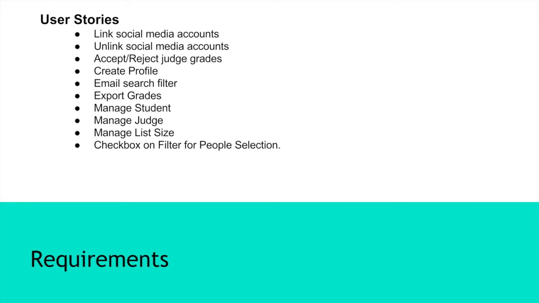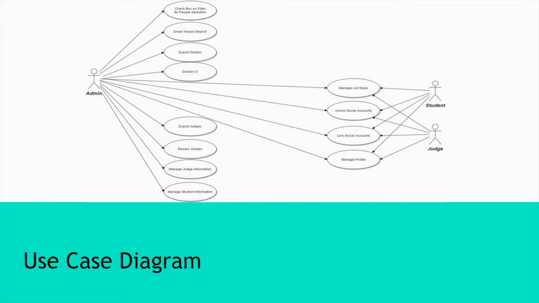So our user stories were link social media account, unlink social media account, accept or reject judges' grades, create a profile, email search filters, export grades, manage students, manage judges, manage the list size, and checkbox on the filter for people selection. So this is a use case diagram showing all the use cases we worked on and the users, the actors, that have access to these use cases.